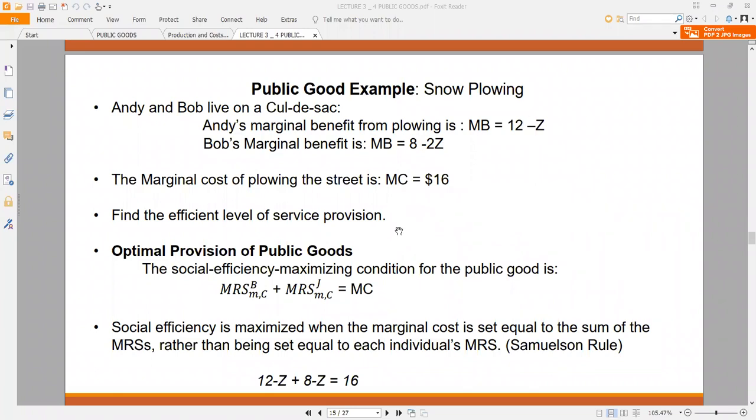If you add 4 to 10, are you sure this thing will give us 16? $20 minus 16, right? Which is 4. But then if you put them here, you're not getting 16. When we add them, we are supposed to get the marginal cost.